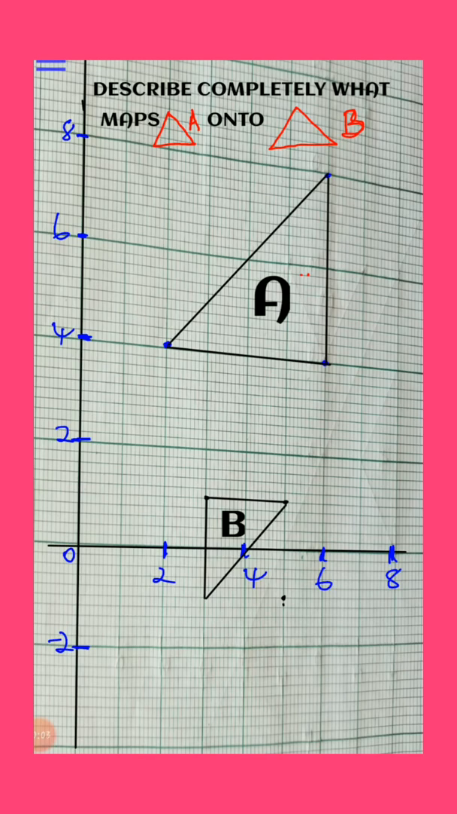Okay, another question concerning transformation. Describe completely what maps triangle A onto triangle B. There is a change in size. Triangle A was big, and now triangle B is somehow small. So let us join corresponding points to prove if this is an enlargement or a stretch.